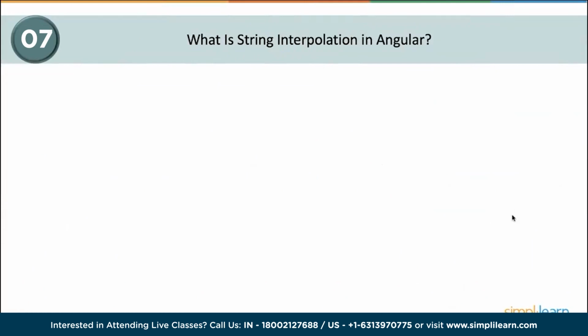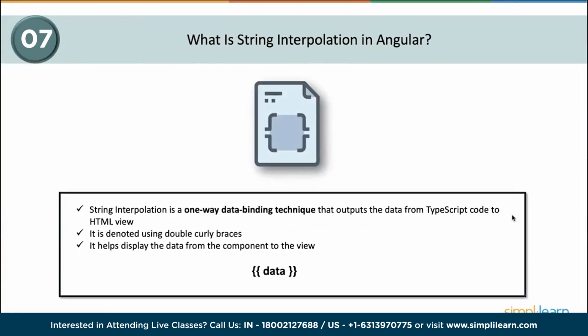What is string interpolation in Angular? String interpolation is written in double curly braces. It is typically one-way binding where you get data from the TypeScript classes and display it directly in your browser. It is denoted with curly braces and always displays data from the component to the view.